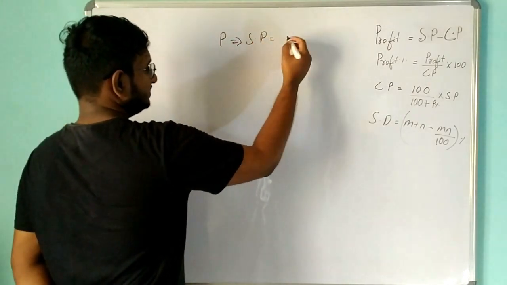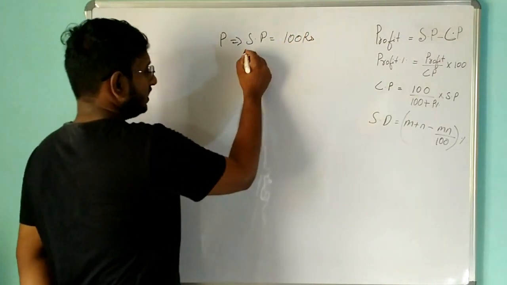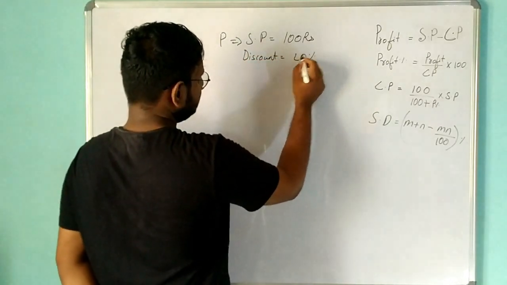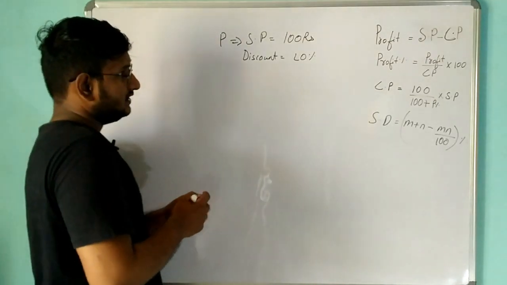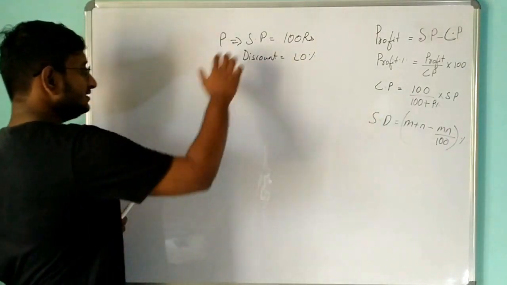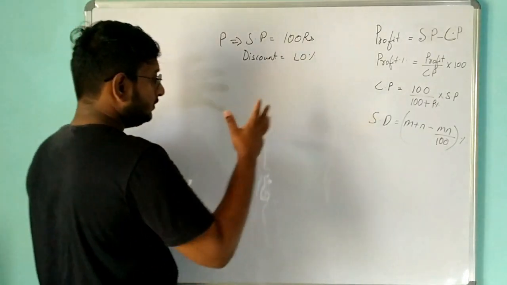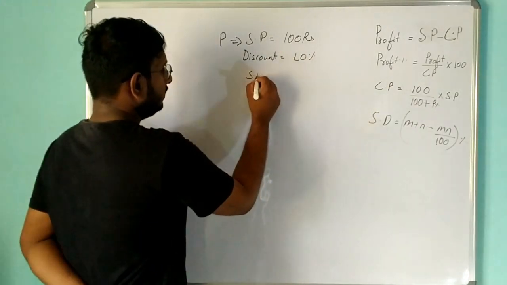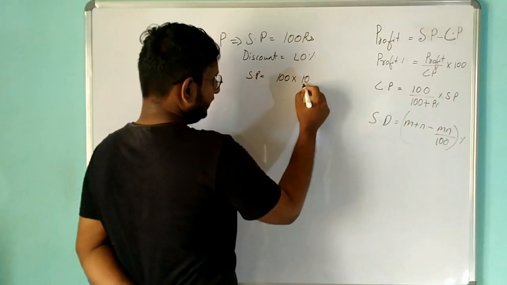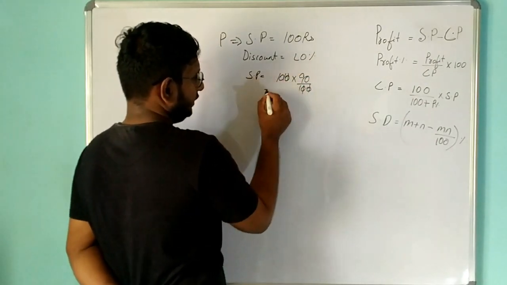So for example in this case, the fixed selling price of this pen is 100 rupees, and the discount is 10%. So the pen will be sold for around 90% of its selling price. The selling price is 100 rupees. Now after discounting 10%, the selling price will become 90% of 100, so we will be having 90 rupees.